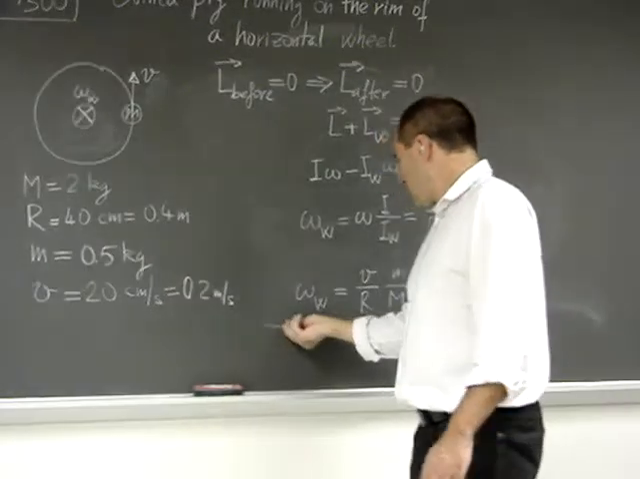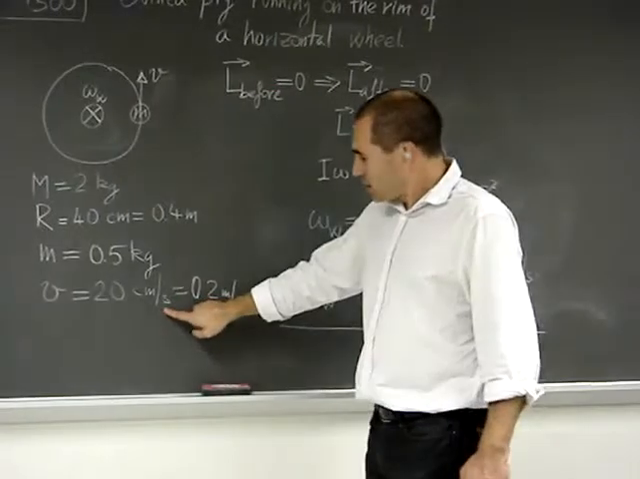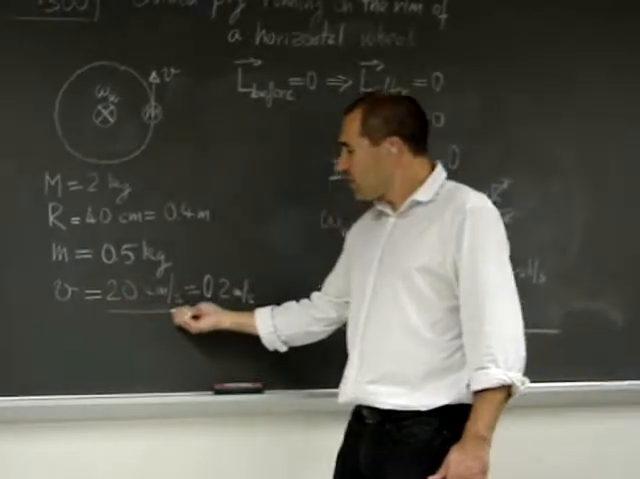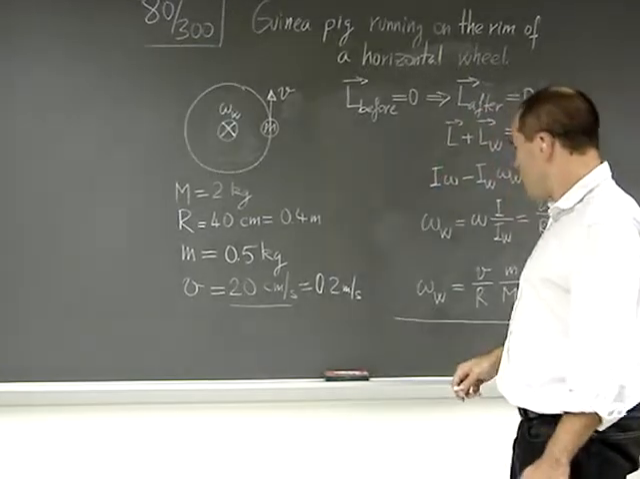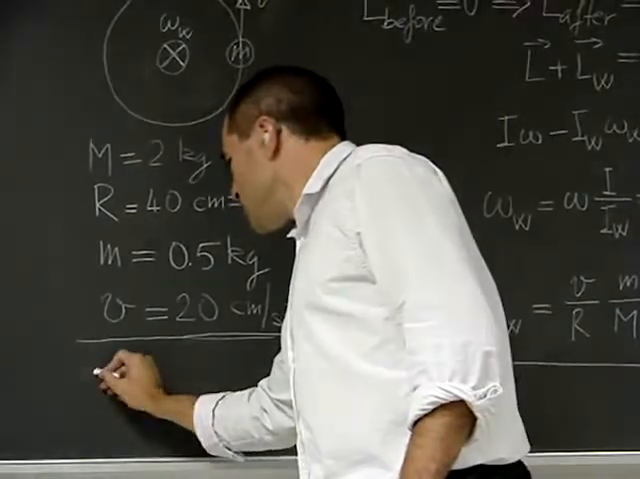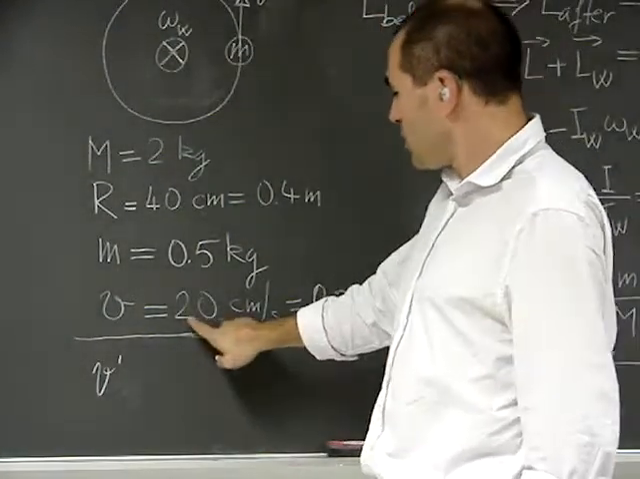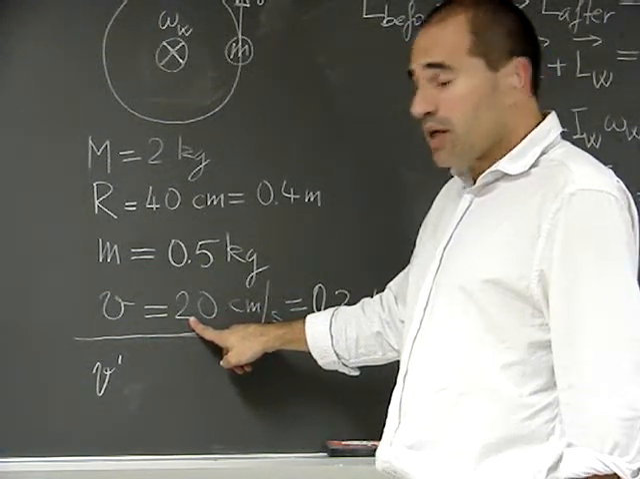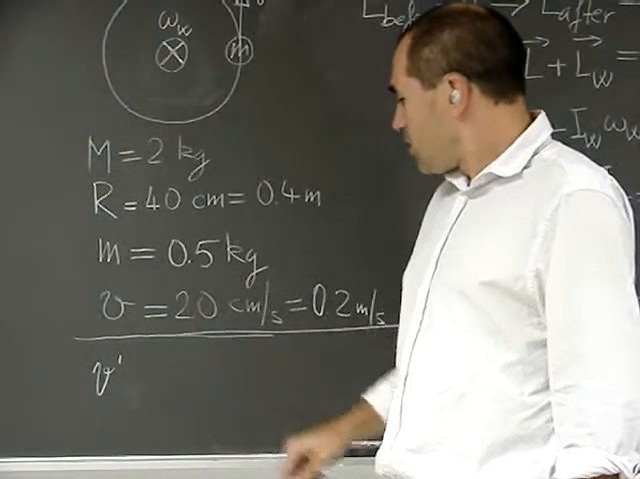Another question we can ask, an additional question, is what is the linear speed of the guinea pig, not with respect to the ground as given to us, but with respect to the wheel? Let's call that v prime. V prime, which is the speed of the guinea pig with respect to the wheel, we expect it to be larger than this one because the wheel is rotating the other way, so this number should be larger than 20. So how do we do that?